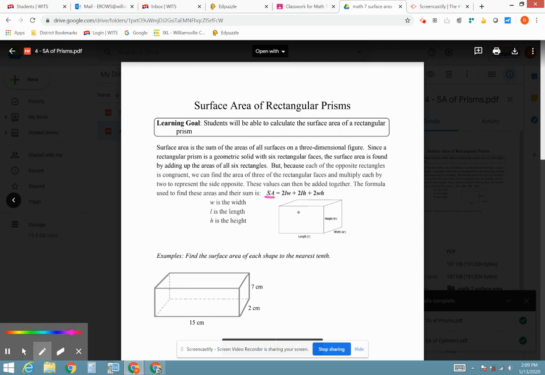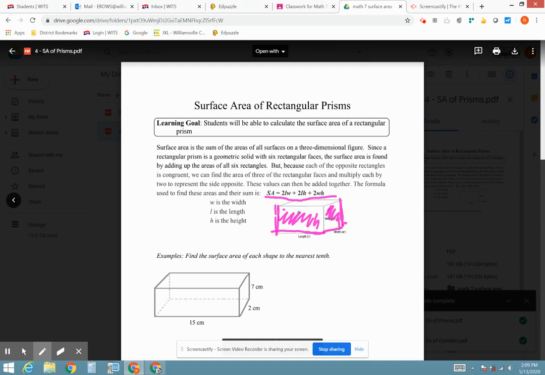So if I did the length times the width, that would give me the area of the bottom. Double it, and I have the area of the top and the bottom. Then length times height would give me the area of the front here. Double it, I have the area of the front and the back. And then width times height would give me the area of the side. Double it, and I have the left and the right side.